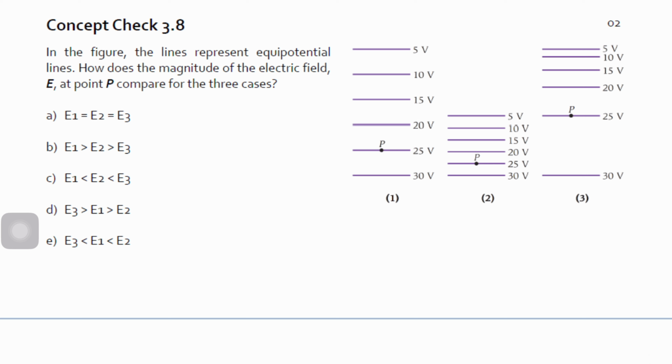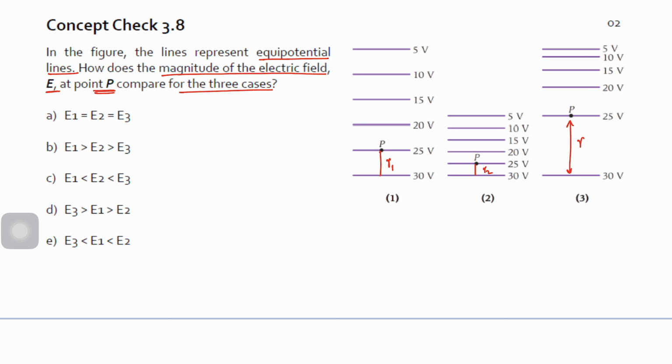Very, very good question. In the figure, the lines represent equipotential lines. Okay, all the lines are equipotential. Fine. How does the magnitude of the electric field E at point P compare in the three cases? Compare the three cases. So you just need to find out the gap. This has the maximum gap. Yes or no? The distance is the maximum. Here the distance is the minimum. And here is the distance R2. Or you can say just R1, R2 and R3.